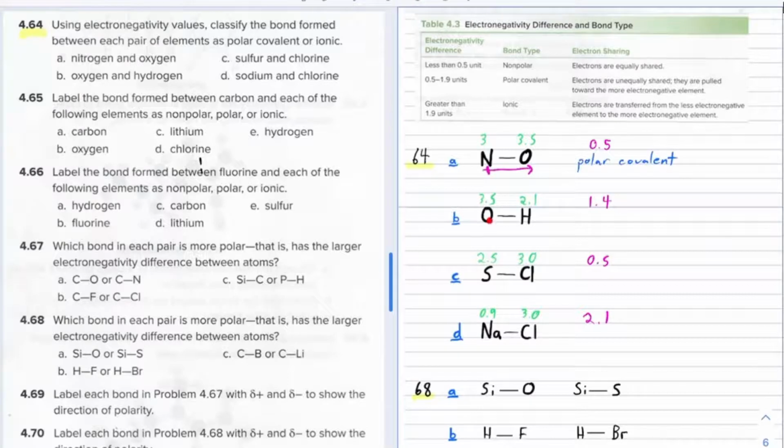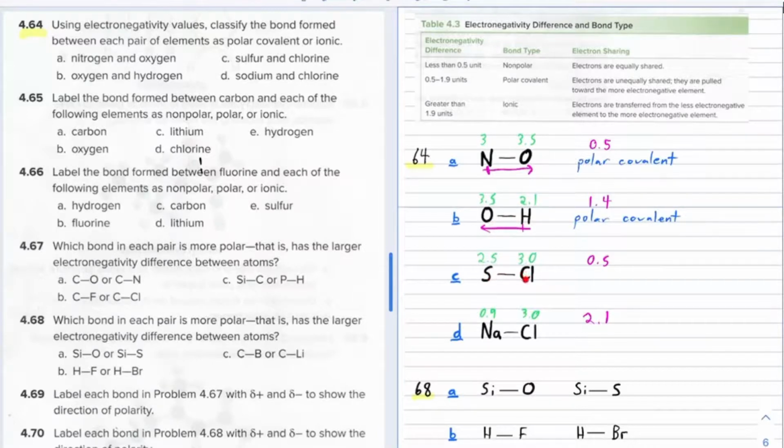Okay, how about oxygen, hydrogen? The difference is 1.4. That, again, falls in the polar covalent region. This time the electrons are pulled towards the oxygen because it's greater. So the dipole, as it's called, that dipole this time points towards the oxygen. So again, another polar covalent bond. The electrons are tilted towards this end of the bond this time.